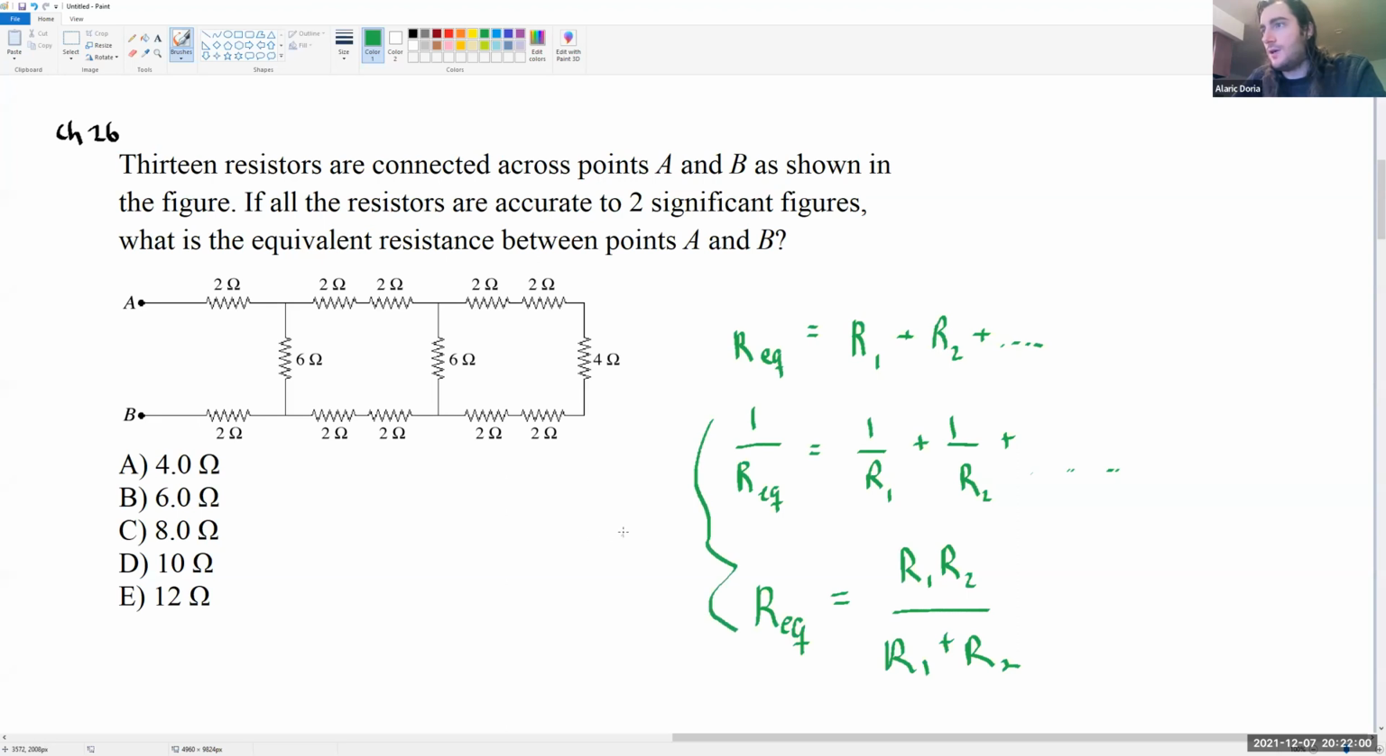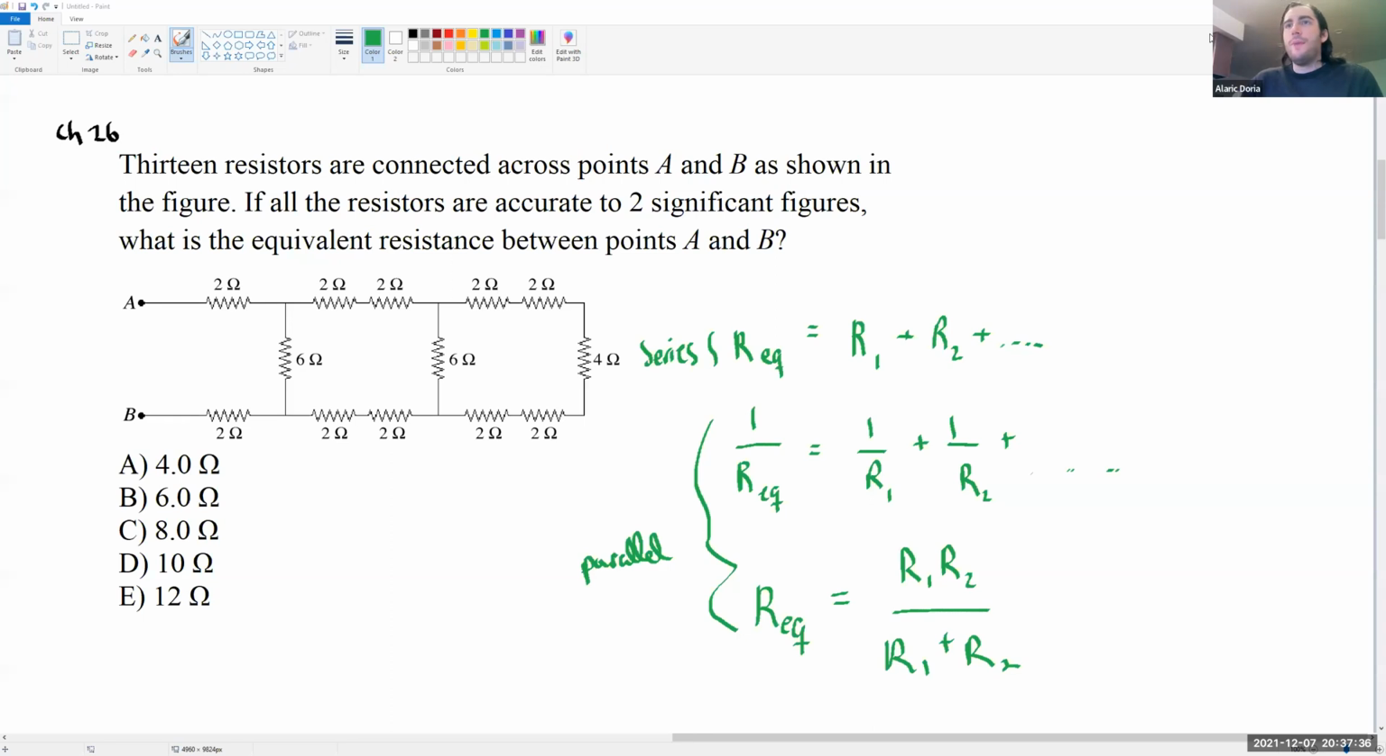And these two would be for parallel, and this one would be for series. Okay, so go ahead now, pause the video, and see if you can come up with an answer on that one. All right, we're back, and it looks like everyone likes the answer C here, 8 ohms.